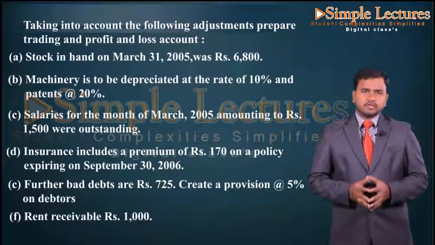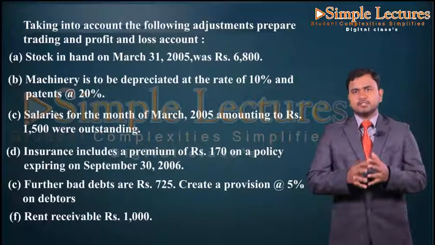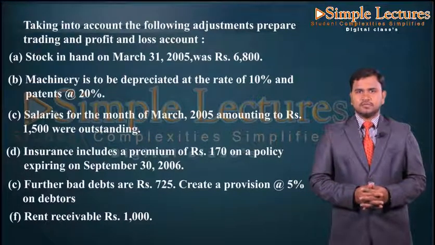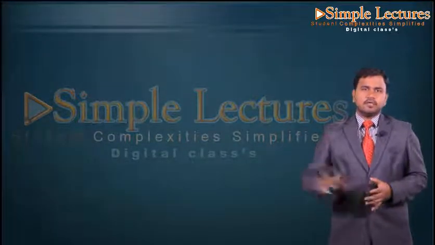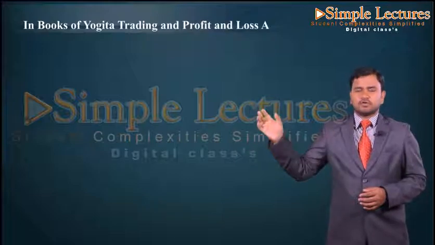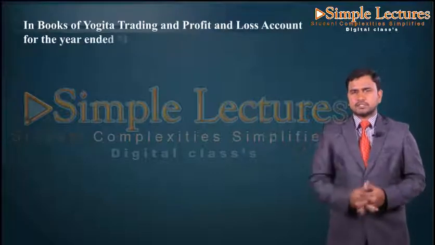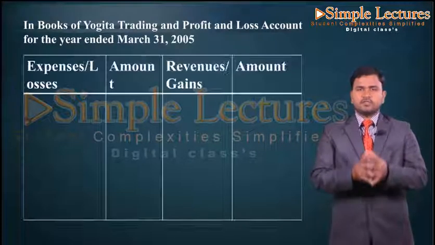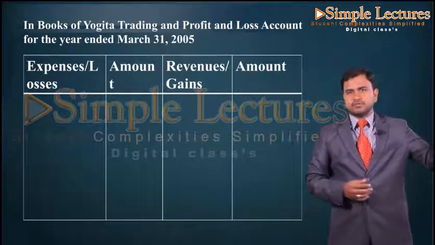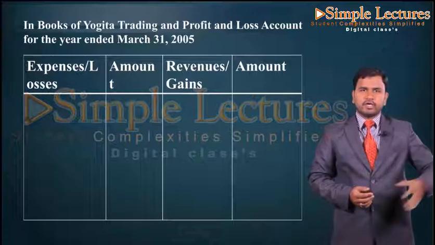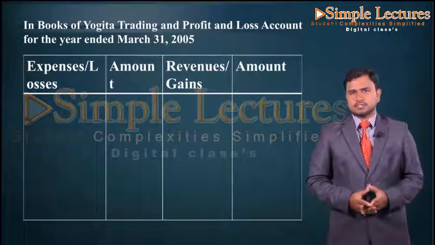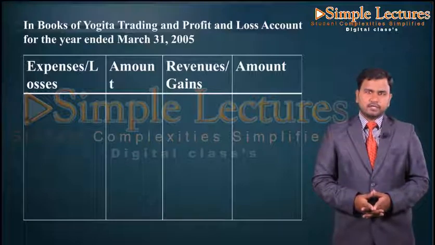By considering the following information, trial balance and adjustments, we have to prepare the trading account and profit and loss account first. So the title will be: in the books of Yogita, trading and profit and loss account for the year ended March 31st 2005, where the format will be expenses or losses amount, and revenues or gains amount. We are following the nominal account rule: debit all expenses and losses, credit all incomes and gains.